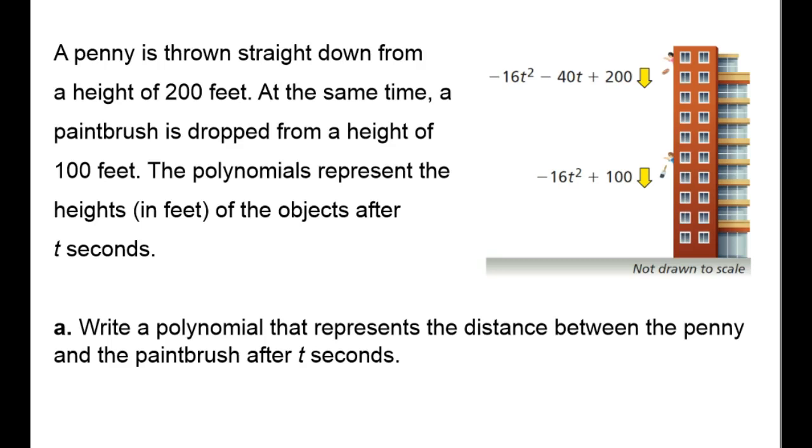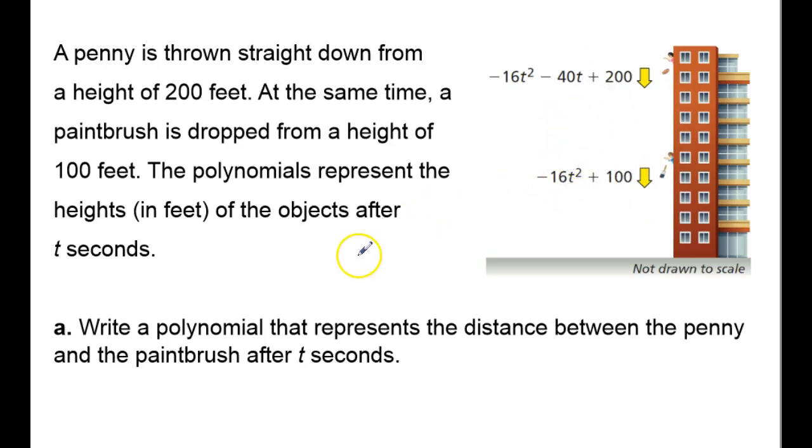So now here's our real world problem. A penny is thrown straight down from a height of 200 feet. At the same time, a paintbrush is dropped from a height of 100 feet. The polynomials represent the heights in feet of the objects after t seconds. So here's my penny that's thrown, and here's the paintbrush that's thrown. And you'll see a couple of differences here.